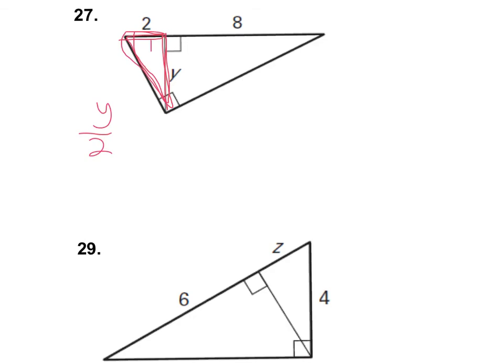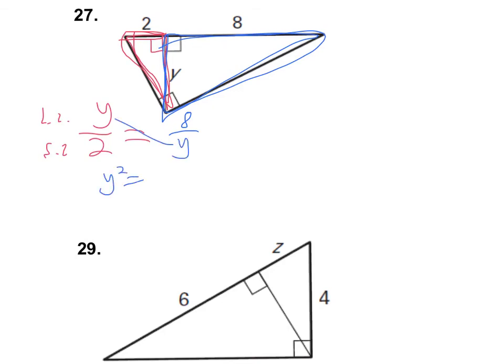So if I'm comparing y and 2, y is the long leg, and 2 is the short leg. So now let me look at this triangle here, and in this triangle, 8 is the long leg, and y is the short leg. So now I'll times y by y and get y squared. 2 times 8 is 16. Take the square root, and we get 4. That one worked out evenly.